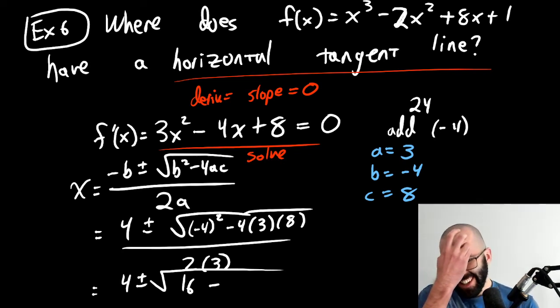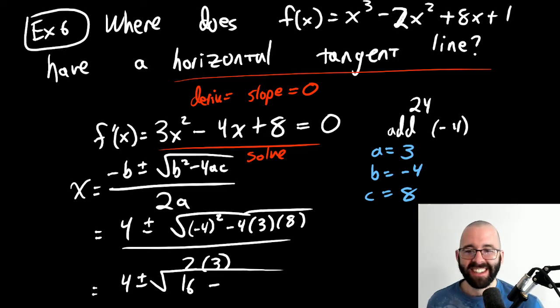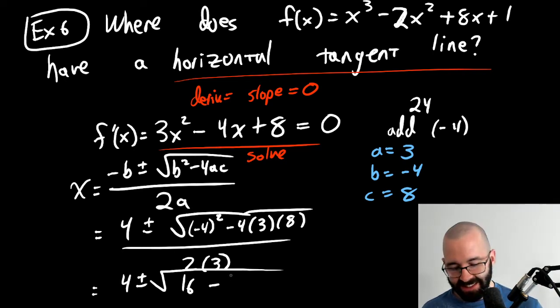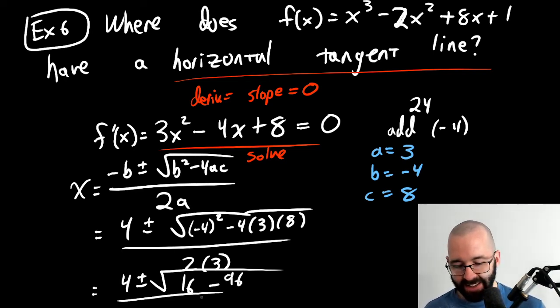I've really mucked it up. It's fine. Minus, is this 96? What are you noticing about this? This is not real.